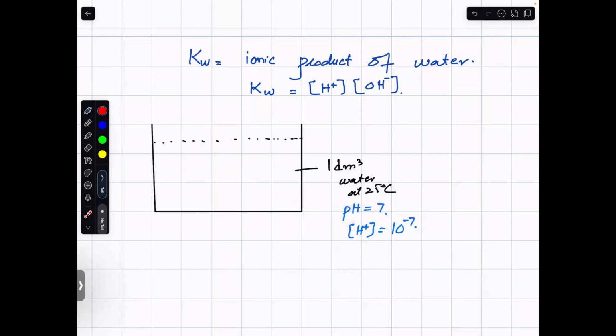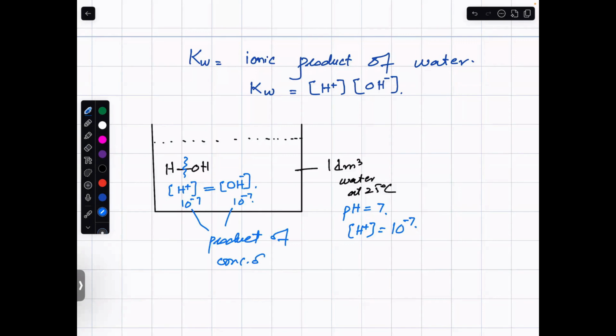Now, if the pH is 7, the H plus is this much. Do you think the water is acidic? No. Why? Because the water ionizes. Its bond breaks hydrolytically. It produces H plus that are equal to OH. So if there are 10 power minus 7 H plus, there are 10 power minus 7 OH. If I take the product of the concentration of H plus and OH, it's called what? KW.